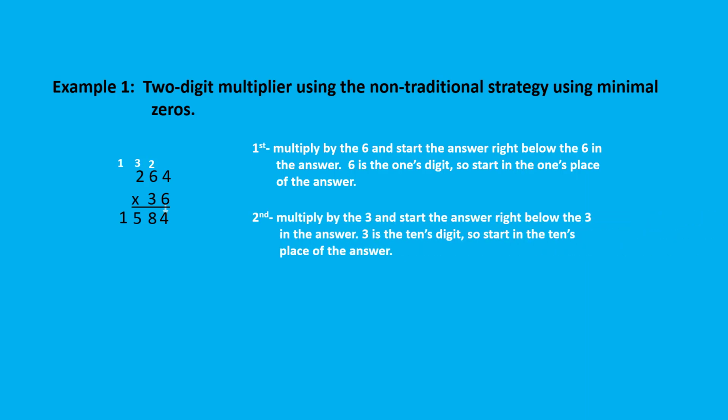Second, you're going to multiply by the 3, but we're going to start right under the 3, not put a 0 for placeholder, because we're going to start in the tens digit. So multiply by 3. You get 792. This actually means 792 tens.